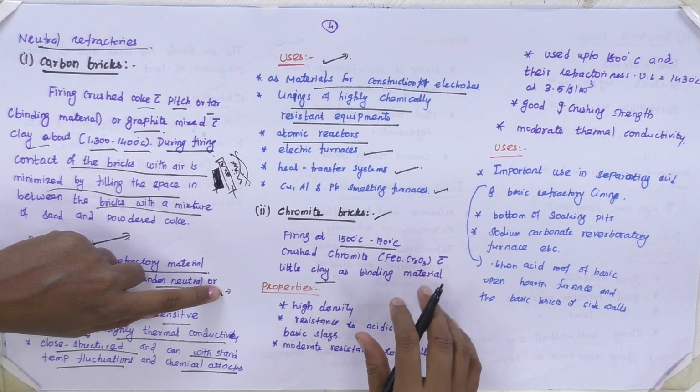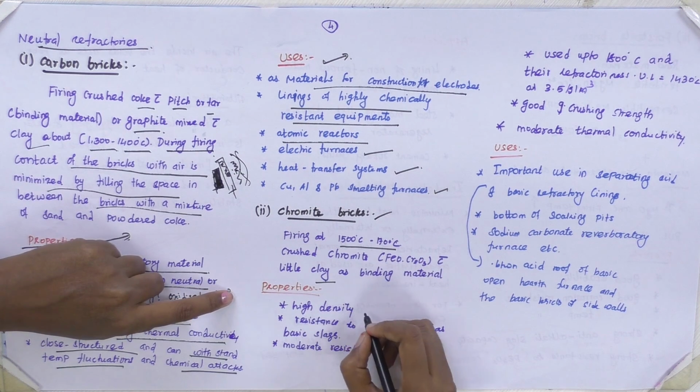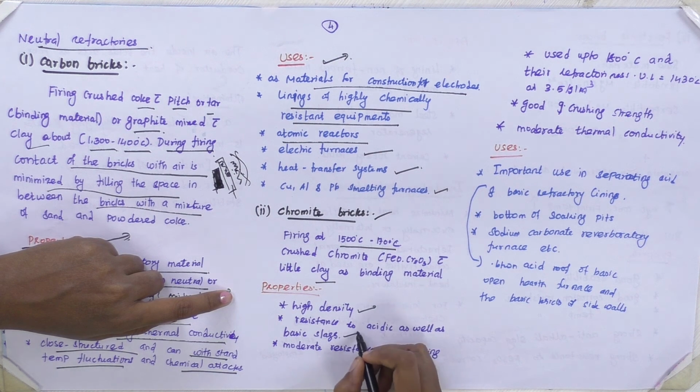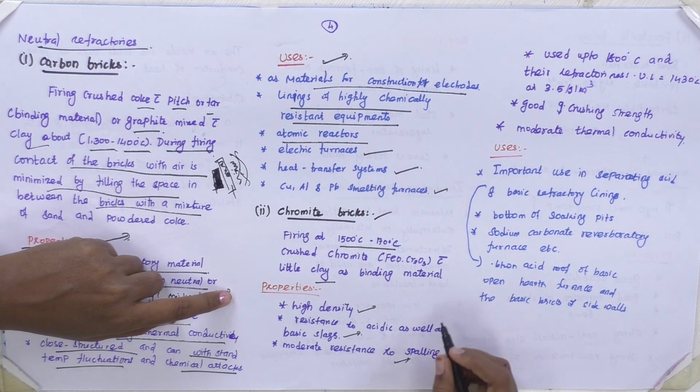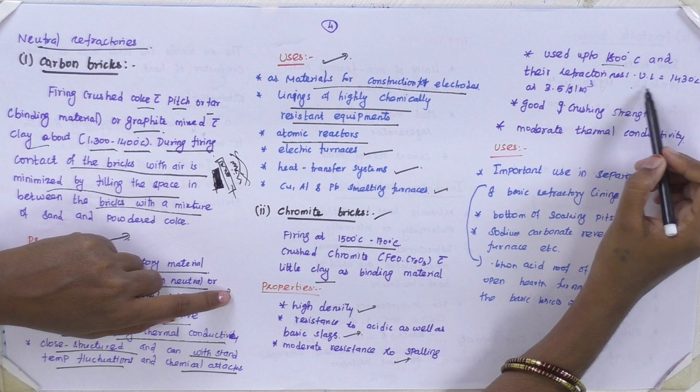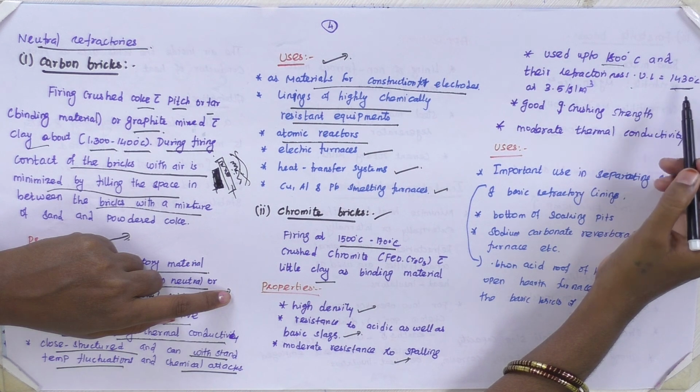Next we are moving to properties. The chromite bricks have high density and are resistant to acidic as well as basic slags, and they have moderate resistance to spalling, and can be used up to 1800 degrees Celsius, and their refractoriness under load is 1430 degrees Celsius.